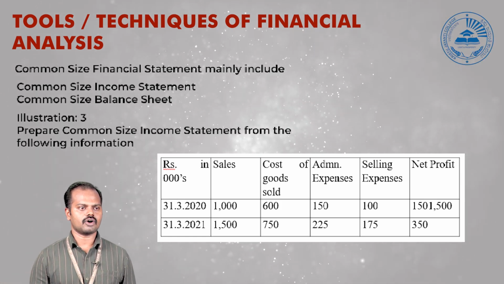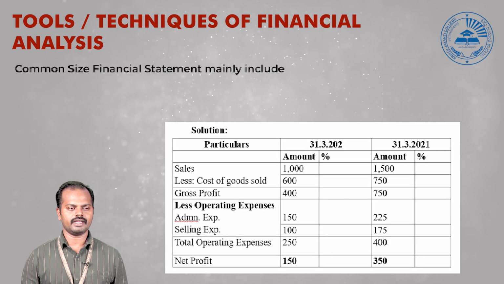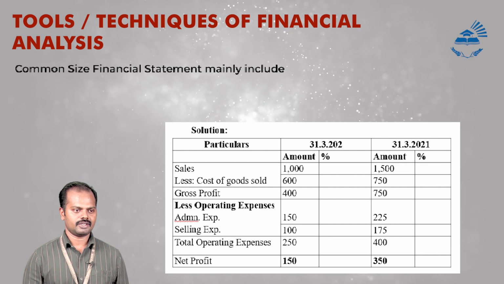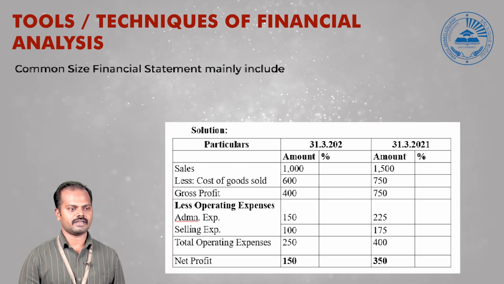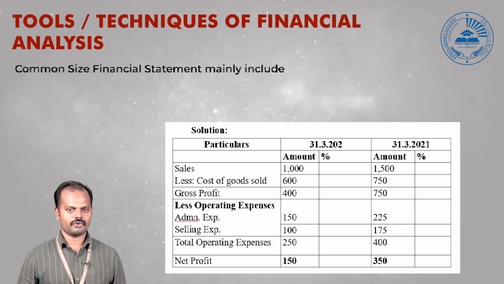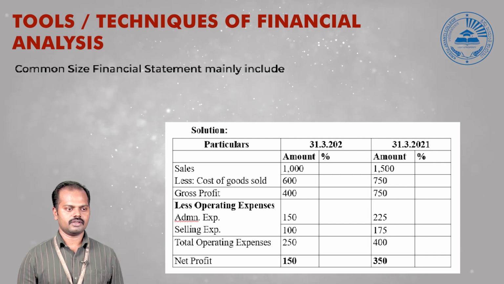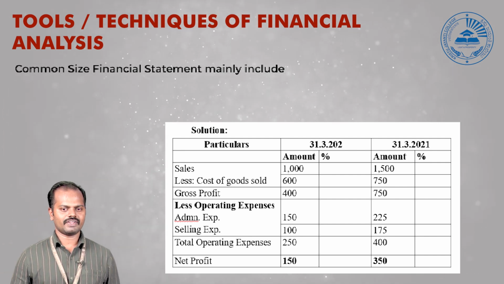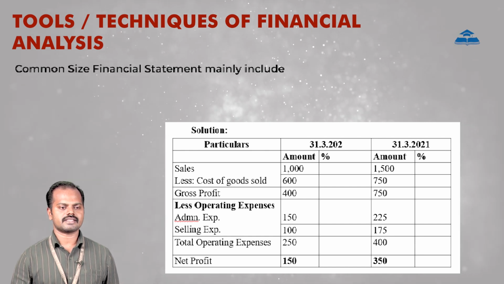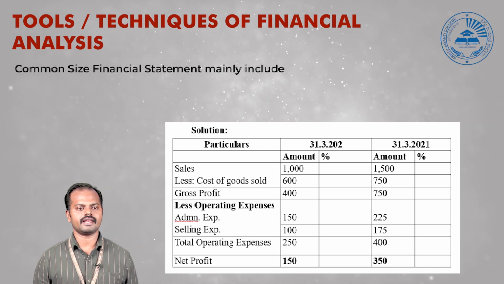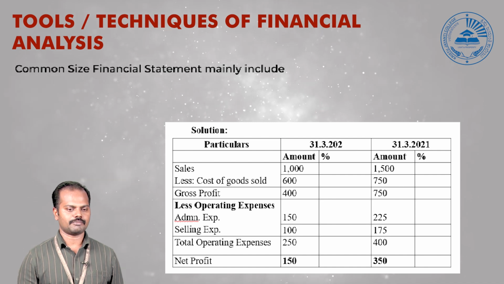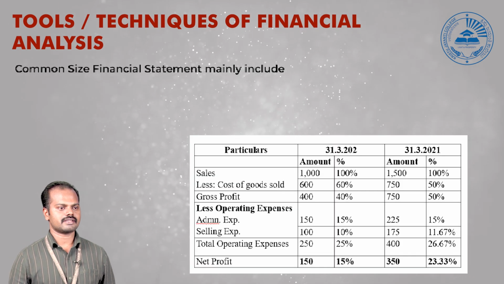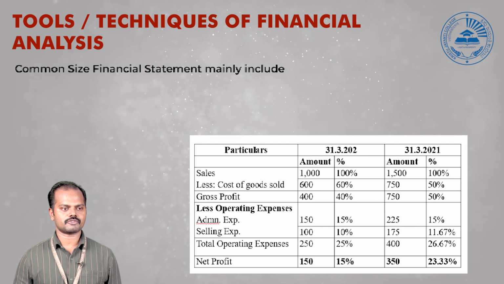And the last one, the common size financial statement. So that mainly includes the common size income statement and common size balance sheet. So here also the same statement, sales, cost of goods sold. If we minus the cost of goods sold from sales, we will get an answer, that is the profit. So within the profit, if you minus administration expenses and selling expenses, we will get net profit. The same calculation, sales minus cost of goods sold, we get gross profit.